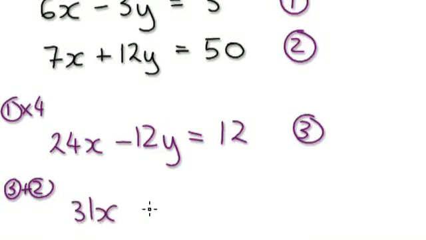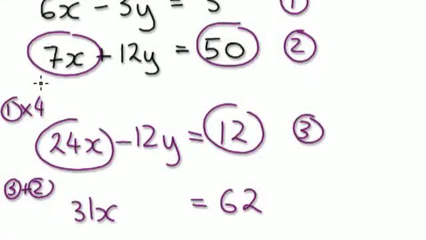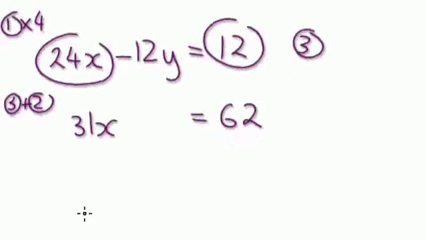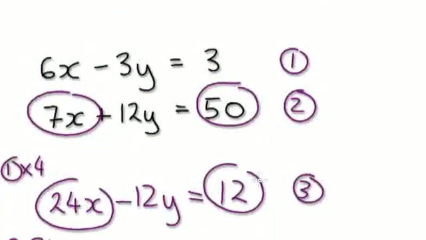31x equals 62. Okay, because this plus this will give you 62. And then this plus this here will give you 31. Now divide both sides by 31, so x equals 2. Okay, so now that we know x equals 2, let me clear this up.